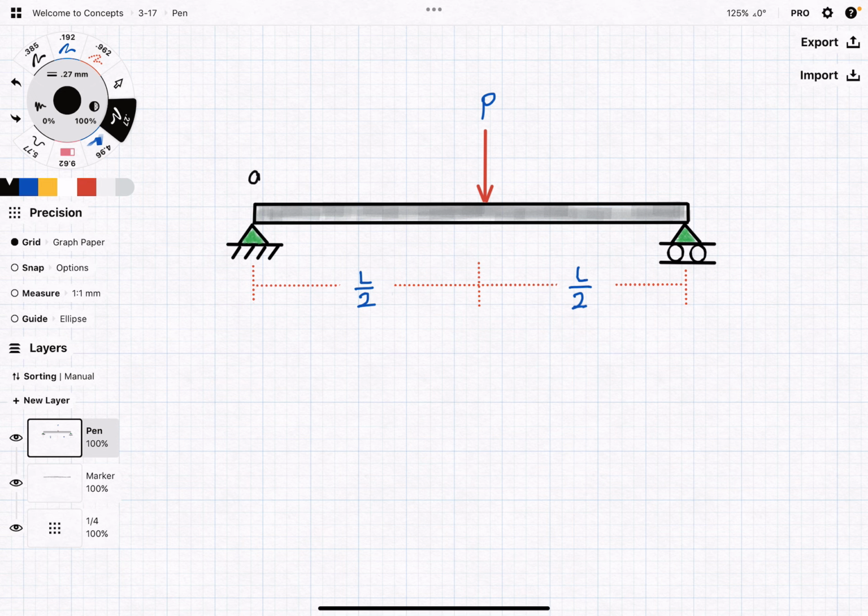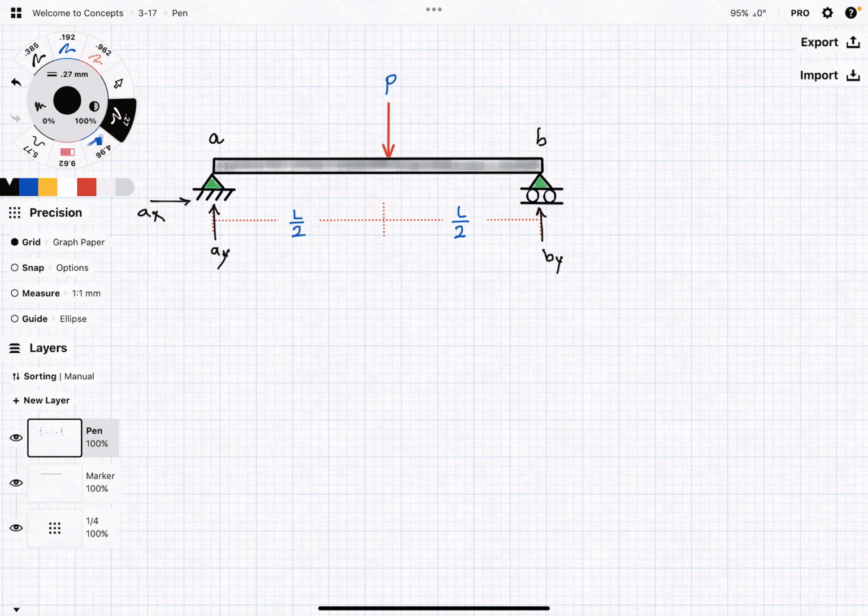You see, in place of support A we have two reactions. One is A sub y, that is the reaction in vertical direction, and we also have A sub x, that is the reaction in horizontal direction. In place of support B, however, we just have one reaction, that is B sub y, that is in y direction. So we look for these support reactions Ax, Ay, and By.